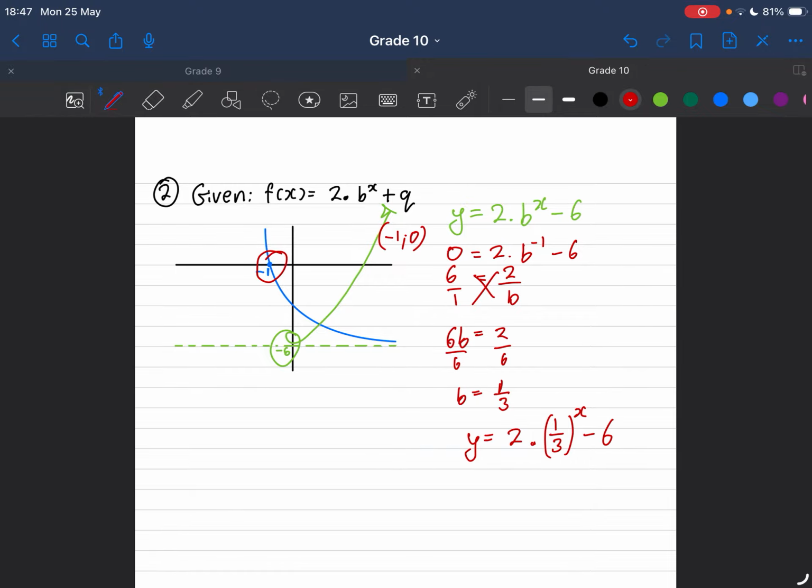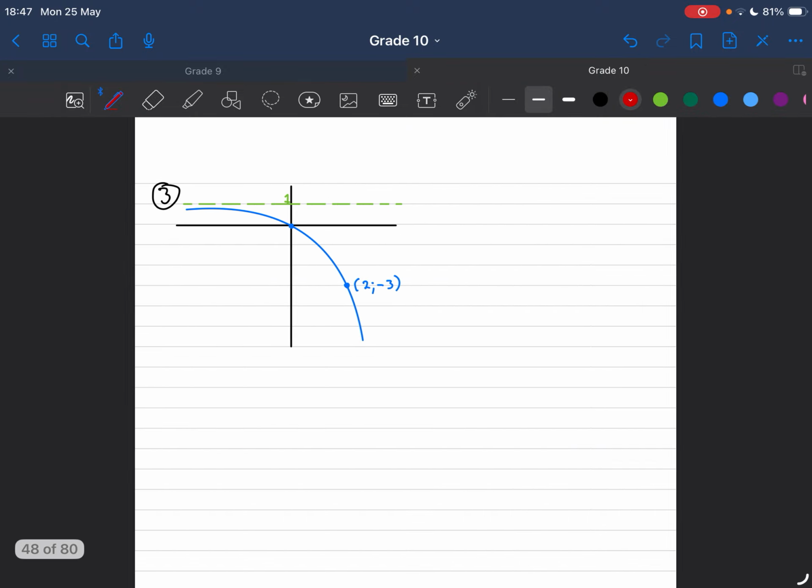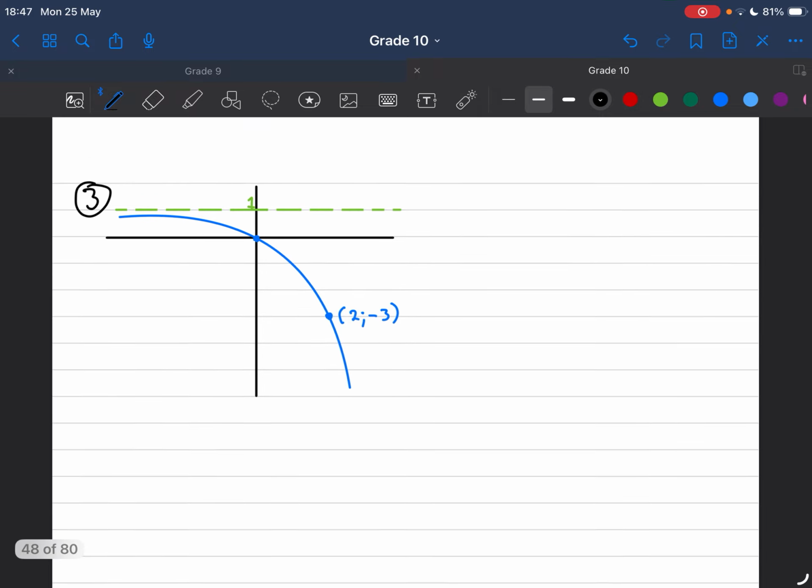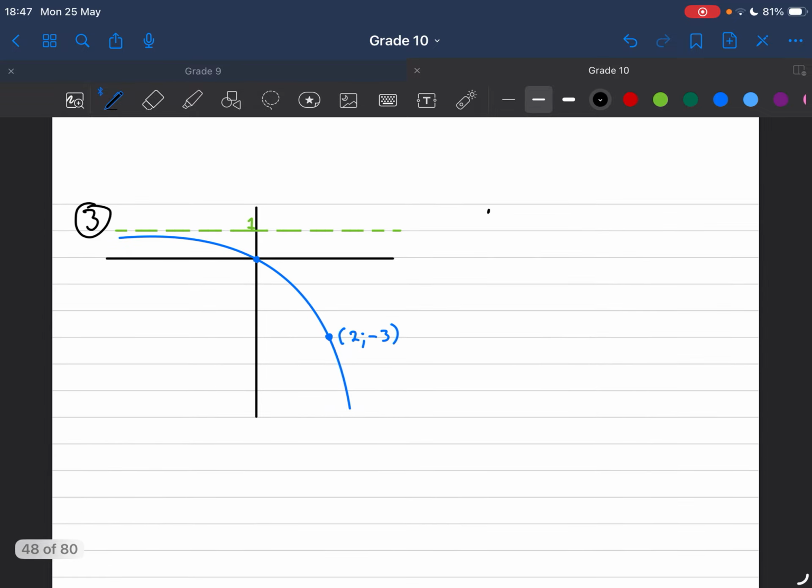So your equation here is y is equal to 2 dot 1 over 3 to the power x minus 6. Alright, for this last one now, they haven't given us anything. We're going to start from the same equation. We have 2 points, if you haven't noticed. It's this one, which is at the origin, and this 2 and -3, and we have the asymptote. So let's start with the asymptote. It goes there.